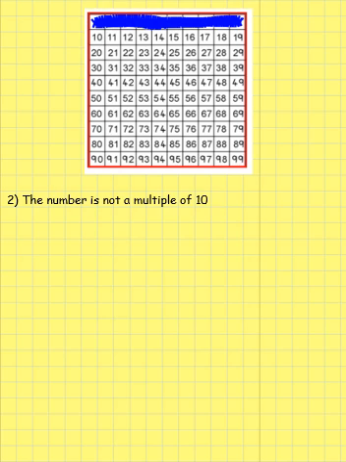So this clue was looking at the fact that the number is not a multiple of 10. Again, quite a straightforward one. It means that I can remove all of my multiples of 10. So that's going to be the left-hand column along the side.